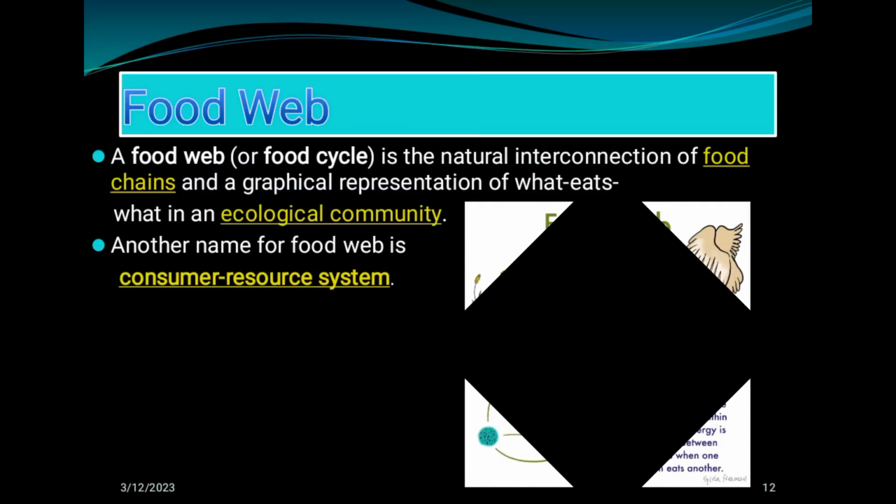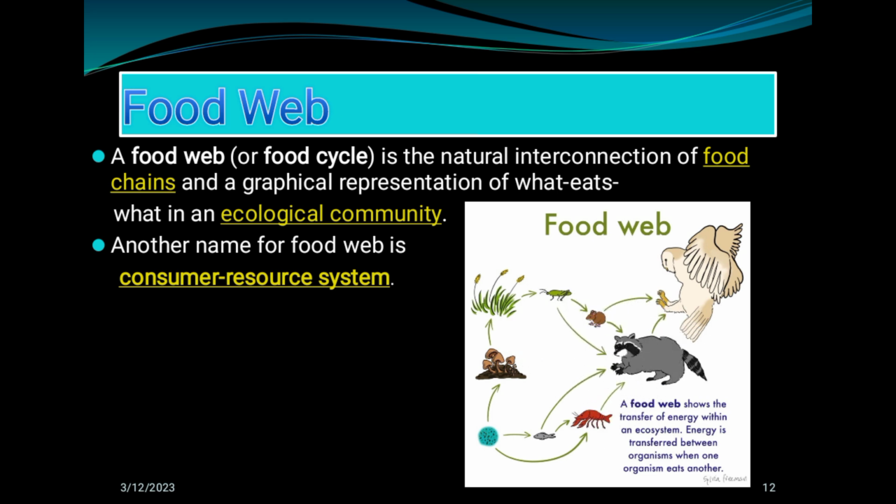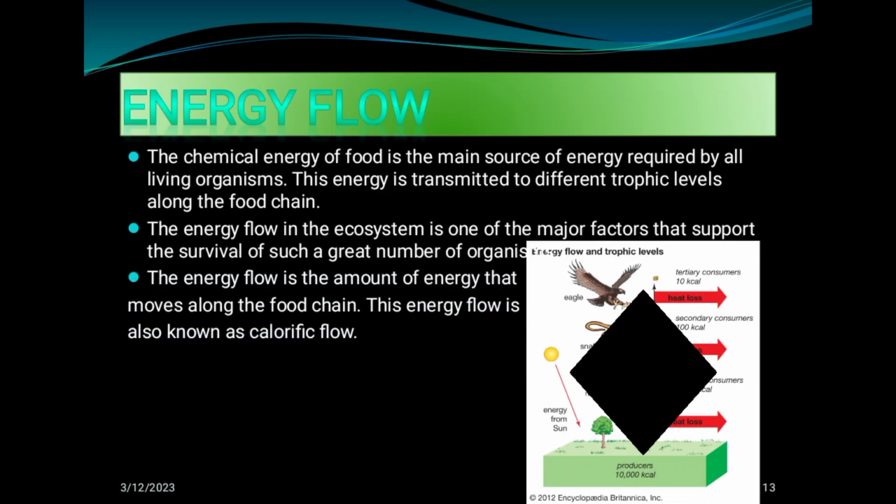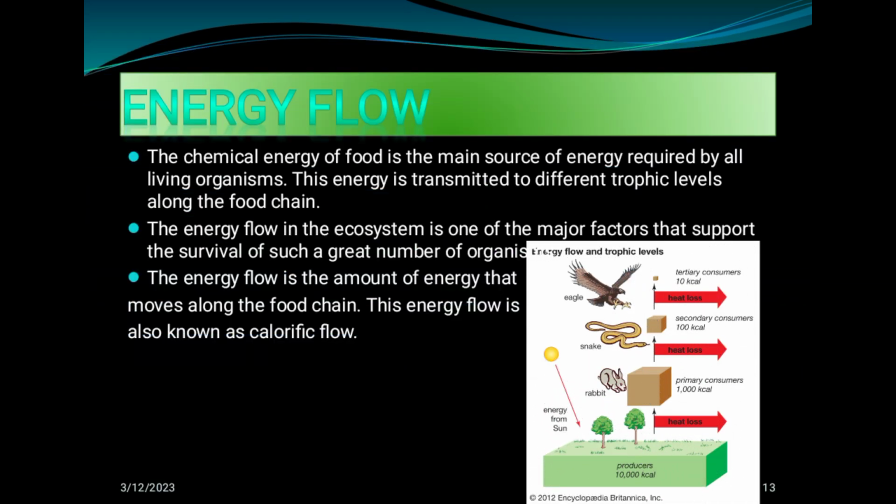The next, food web. A food web is the natural interaction of food chains and a graphical representation of what is eaten in an ecological community. Another name is consumer resource system. Next, energy flow. The chemical energy of food is the main source of energy required by all living organisms. This energy is transmitted to different trophic levels along the food chain.